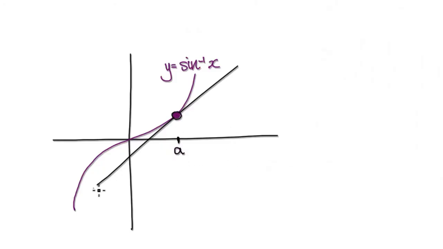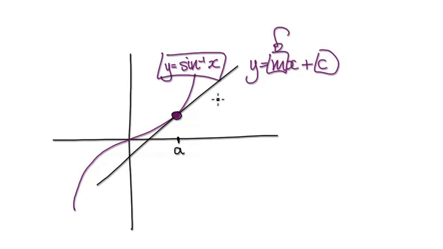If we want to know the equation of the tangent line, well, any straight line would be of the form y equals mx plus c. We need to know the gradient and the intercept. To find the gradient, we would need to differentiate this. So our first task is to find dy by dx. So we need to differentiate this.